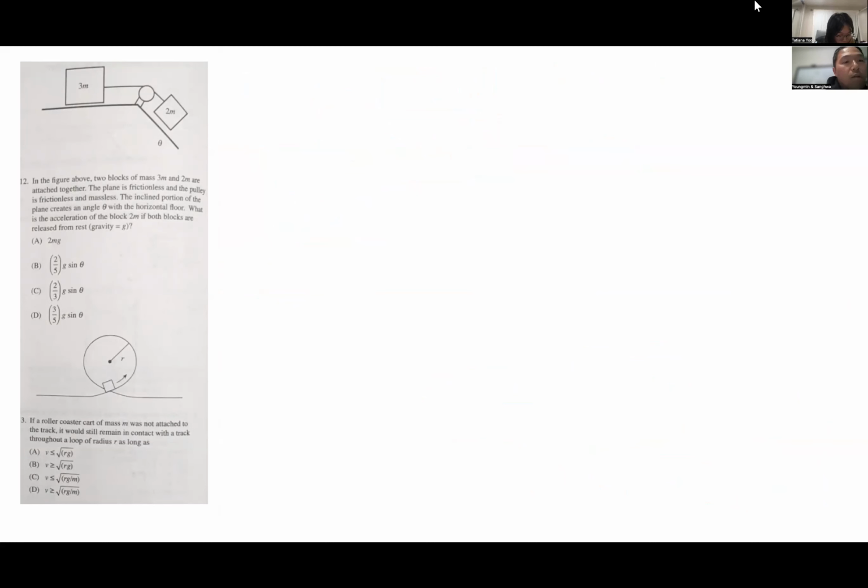Number 12. In the figure above, the two blocks of mass 3m and 2m are attached together. The plane is frictionless and the pulley is frictionless and massless. The inclined portion of the plane creates angle theta with the horizontal floor. What is the acceleration of the block 2m if both blocks are released from rest?